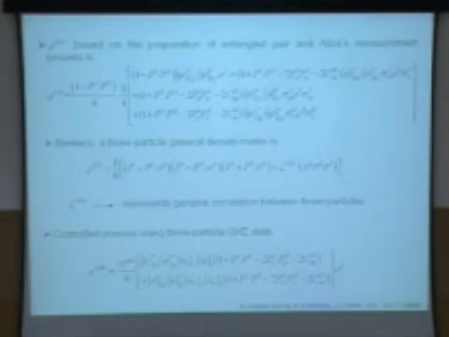We have generalized it for a 3-particle system, where the density matrix of the 3-particle system could be represented in this form, and for the controlled process proposed by Carlson et al. We have represented part of the density matrix here, where again you could see the probability of teleportation depends on the polarization vector as well as the correlation coefficients.